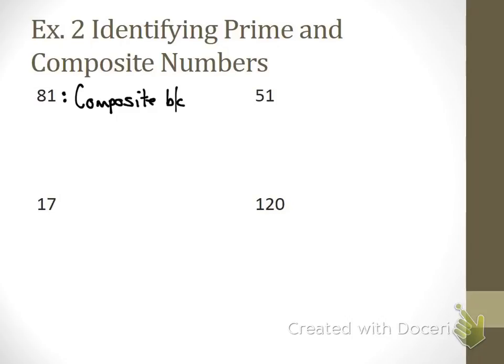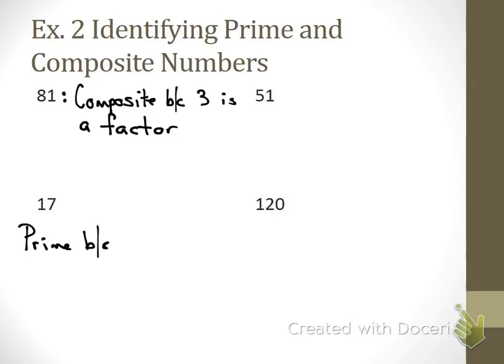9 is a factor. 3 is a factor, 27 is a factor. Any of those would be acceptable reasons. I said 3. You can say 9. You can say 27. It doesn't matter as long as you give me one other factor. What about 17? Prime or composite? Prime. Why?